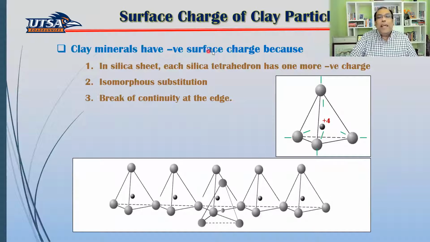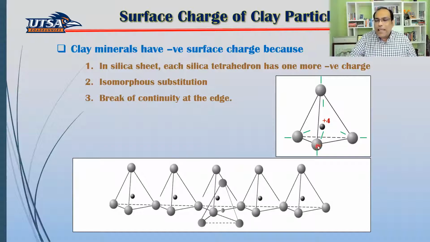Now, clay minerals have a negative surface charge, so they try to attract positive charge. So why do clay minerals have a negative surface charge? Because of three reasons. First of all, the silica sheet. If you see the silica sheet here, this one has 4 oxygen, which has 8 negative charge, right? And then you have silicon at the middle, which has 4 positive charge.